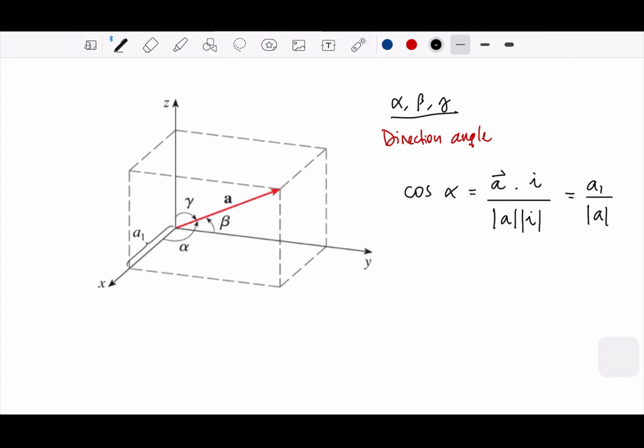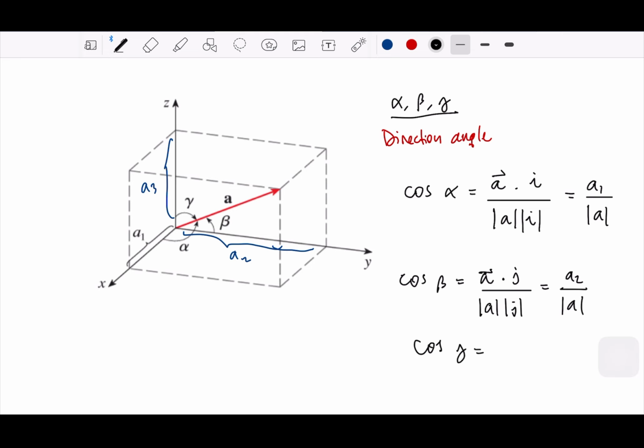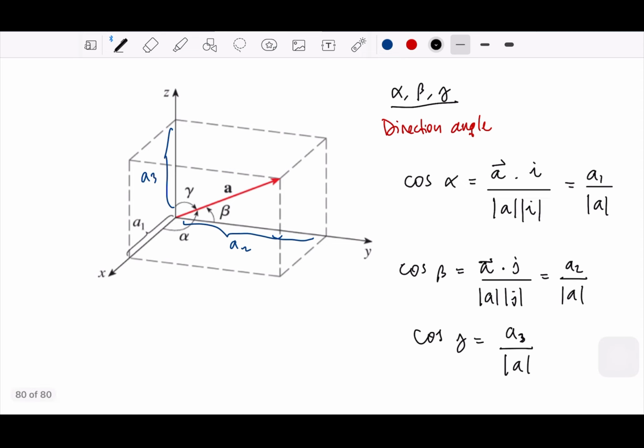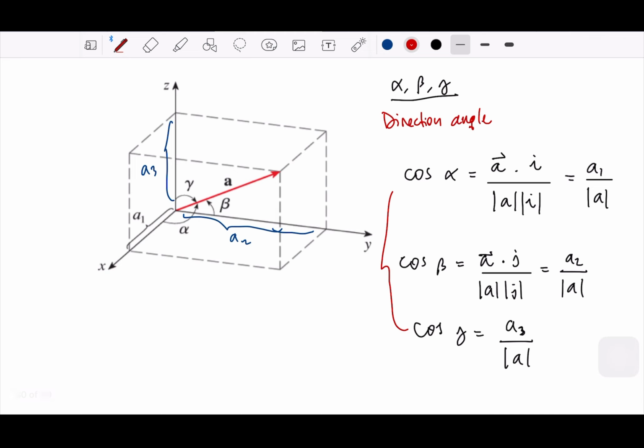And same thing for the other terms: this is A2, and here A3. We will also have cosine beta as A2 over A, and cosine gamma will be A3 over A. And this is what we call, within this section, the direction cosines.